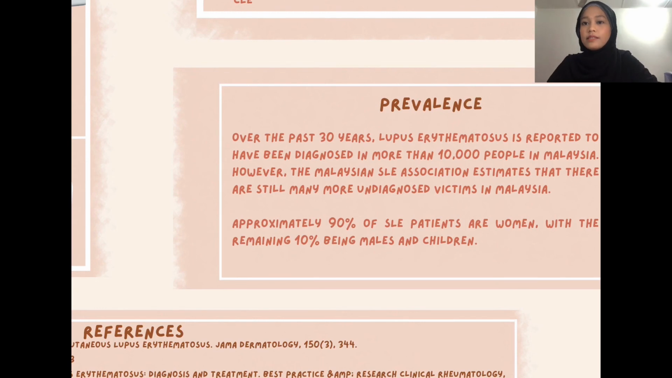As for prevalence, over the past 30 years, lupus erythematosus is reported to have been diagnosed in more than 10,000 people in Malaysia. Approximately 90% of patients are women, with the remaining 10% being males and children.